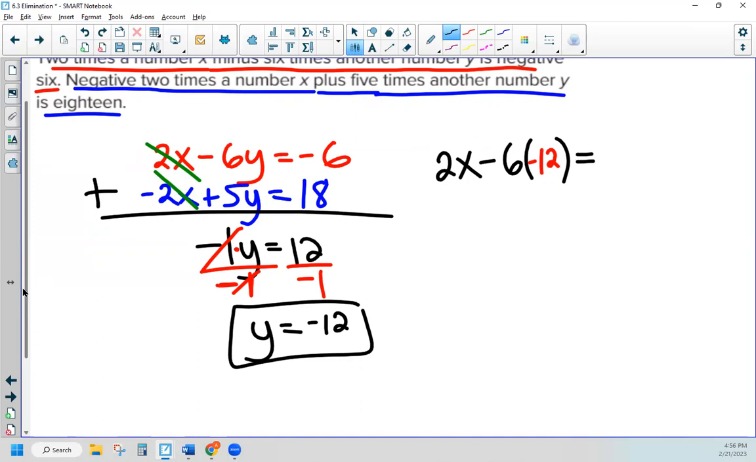All right, that's where I'm at. So first things first, we want to multiply this. Nothing happens with our 2x. 6 times 12 gives us 72. A negative times a negative, they're both negative values, makes a positive. So this right here will give me a positive 72. And now I get equals here, -6.